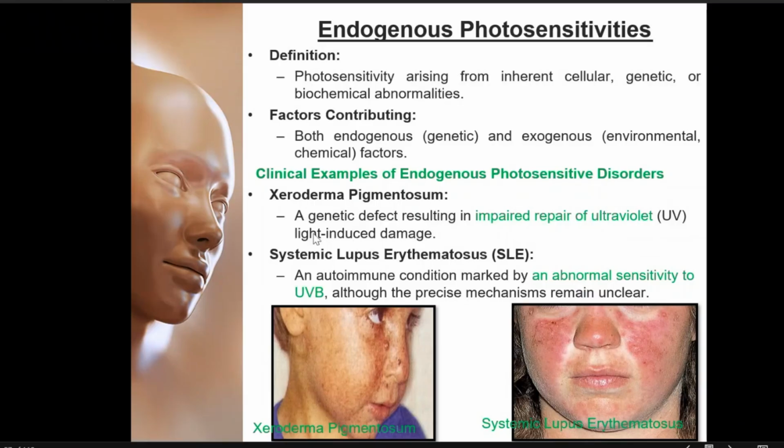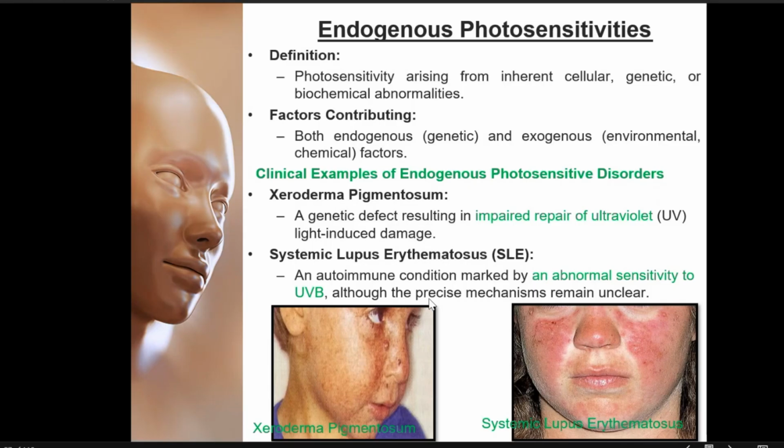In this disease, a genetic defect results in impaired repair of ultraviolet light-induced DNA damage. So once the skin is damaged by ultraviolet, it doesn't have the capacity to regenerate. This is the picture of xeroderma pigmentosum.